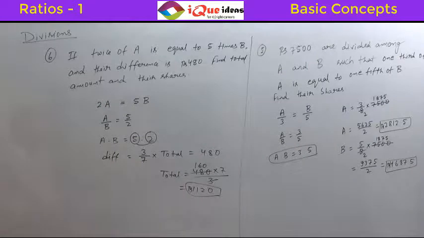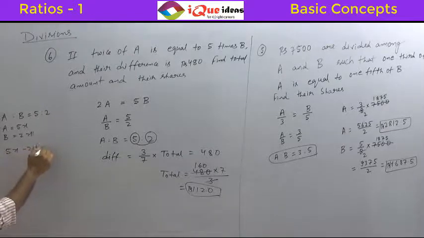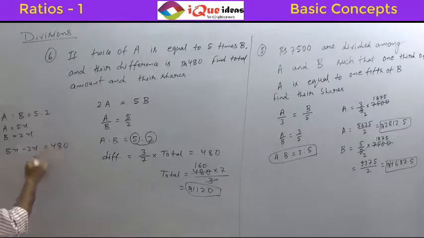Look at this closely. You can also take x. If you take x, then the other way could be, we have A is to B equal to 5 is to 2. So I'm just giving you the other method. That other method could be like this, that A taken as 5x, B taken as 2x, and then we say 5x minus 2x, that is the difference, is equal to 480. The answer is going to be the same.